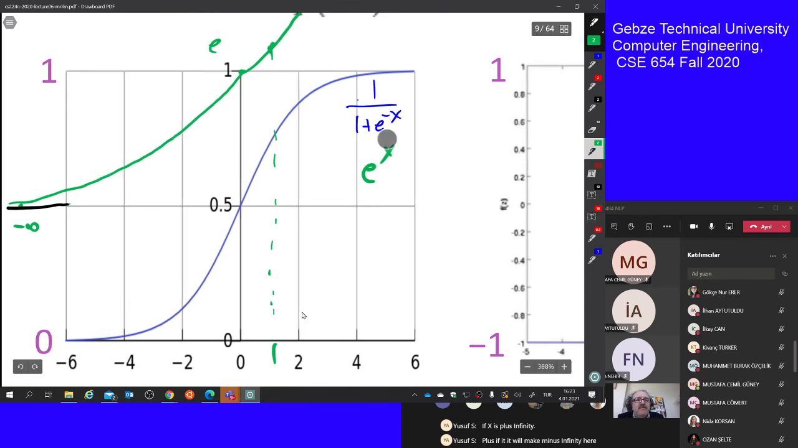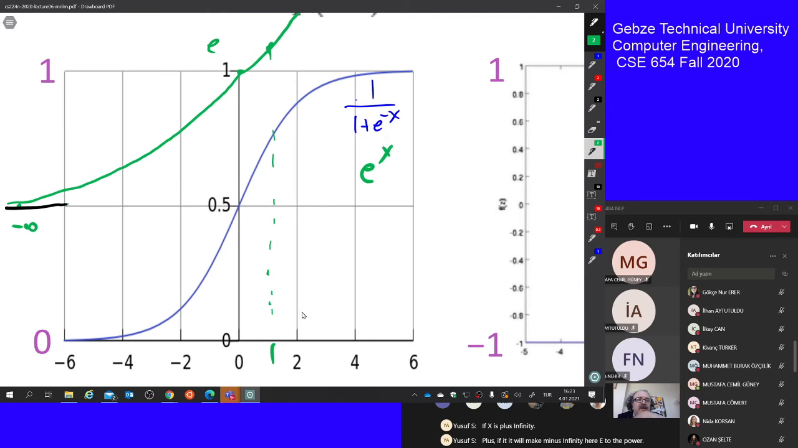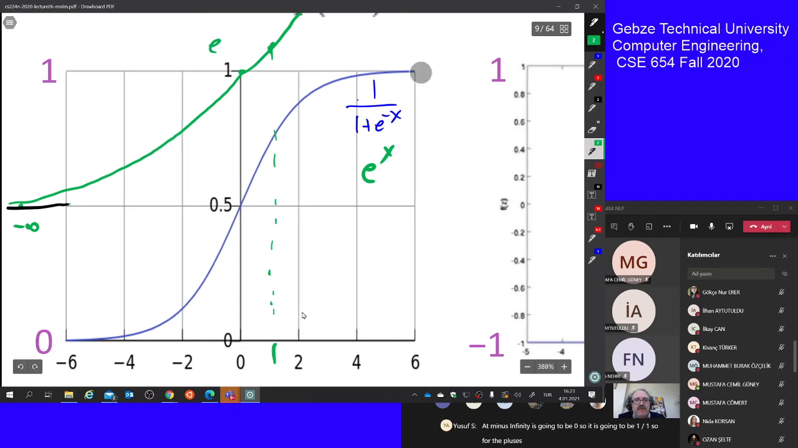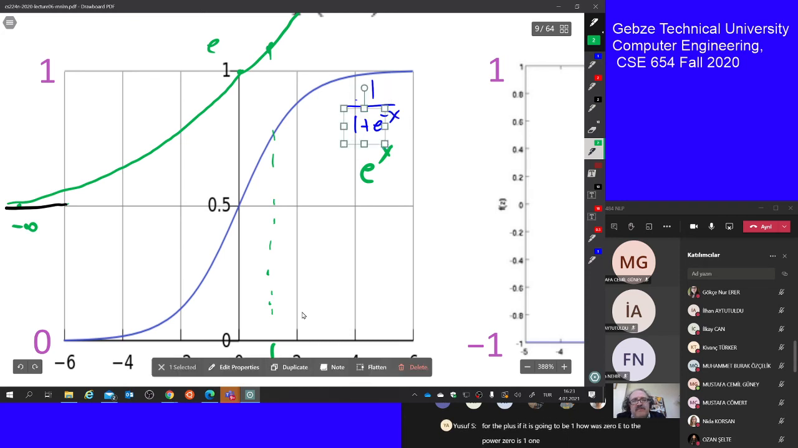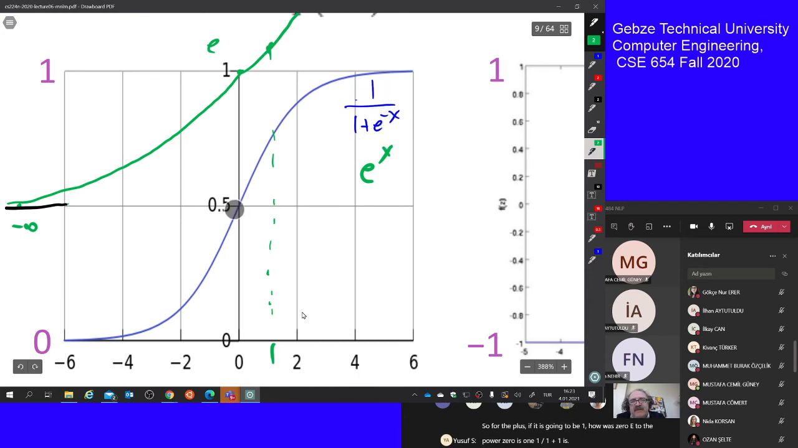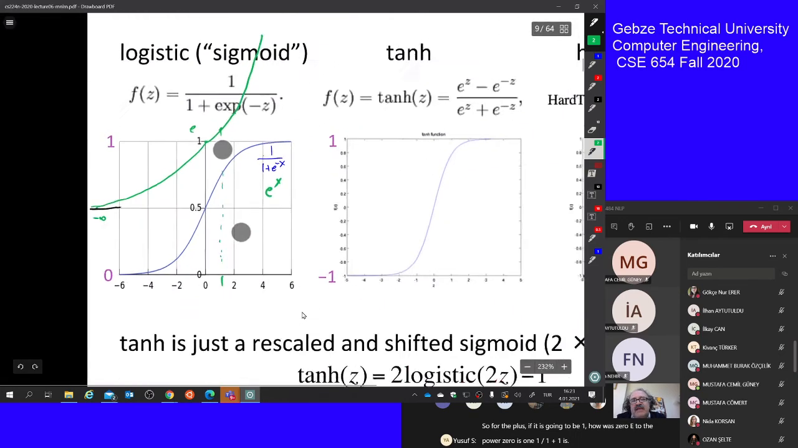E to the power minus infinity is going to be 0. So it is going to be 1 over 1. So for plus infinity it is going to be 1. How about 0? E to the power 0 is 1. 1 over 1 plus 1 is 0.5. So that's the calculation. So we like the sigmoid.